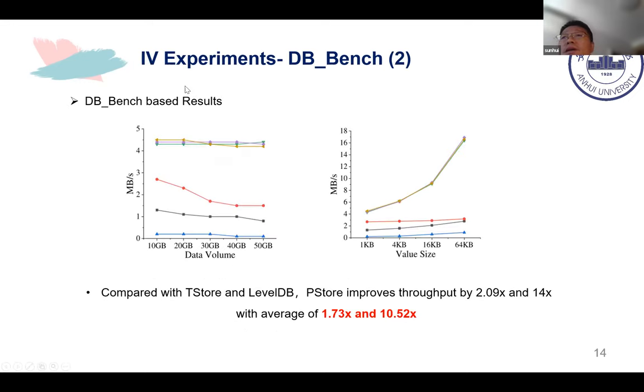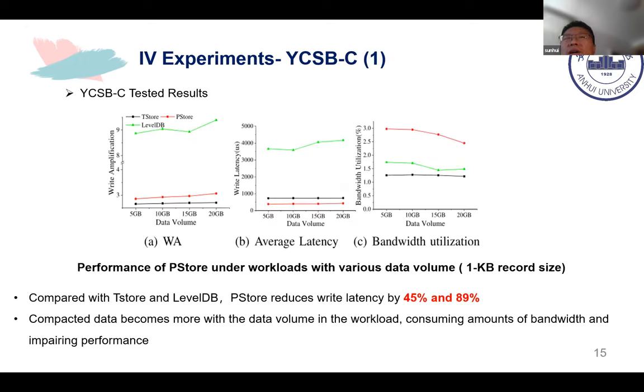Under workloads with different data volumes and value sizes, we compare TSTOT with LiveDB. TSTOT improved the throughput by 2.09 and 14 times, with averages of 1.73 and 10.52. In YCSB, we studied the performance of TSTOT under workloads with a variety of data volumes and a variety of record sizes.